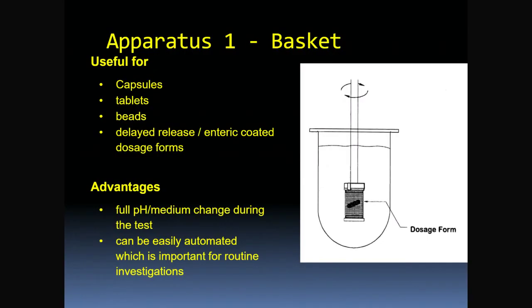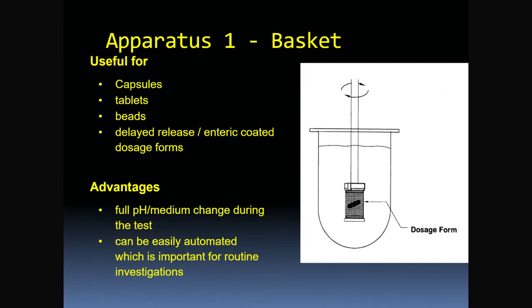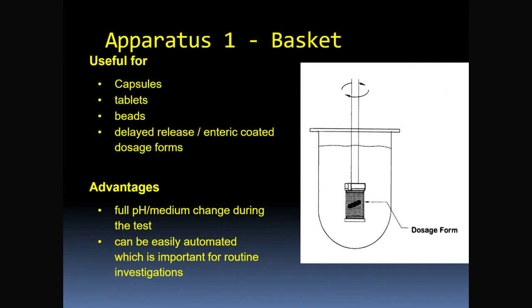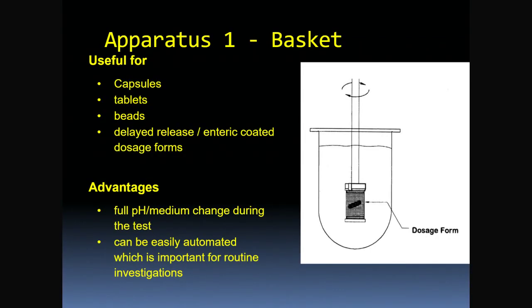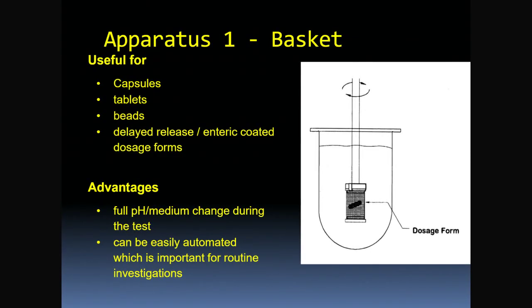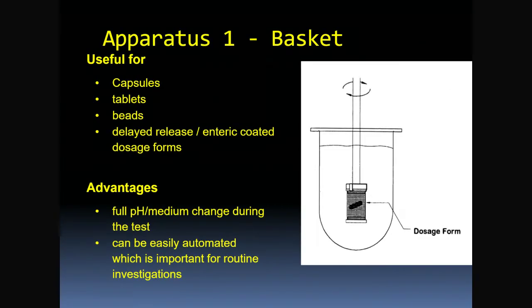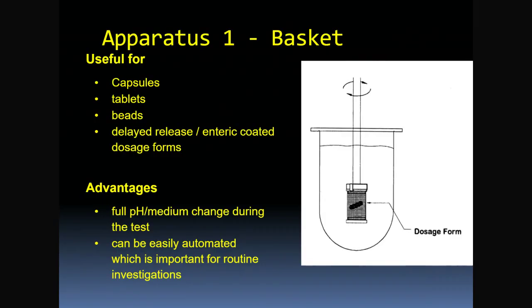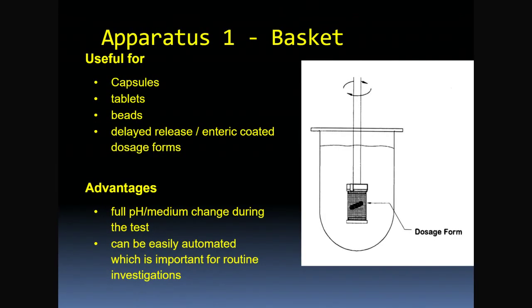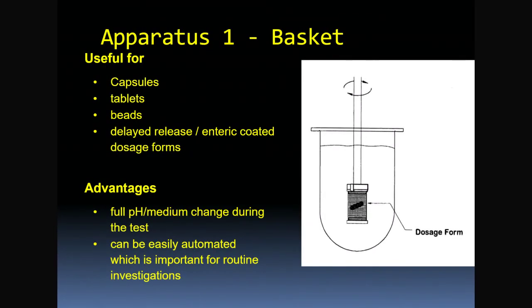Furthermore, the standardized geometry of Apparatus 1 facilitates seamless automation, ensuring that the mass transfer coefficients measured across thousands of routine quality control trials remain statistically consistent and reproducible. How would the release profile of a delayed release bead change if the mesh porosity was altered, thereby restricting the solvent flux into the basket?